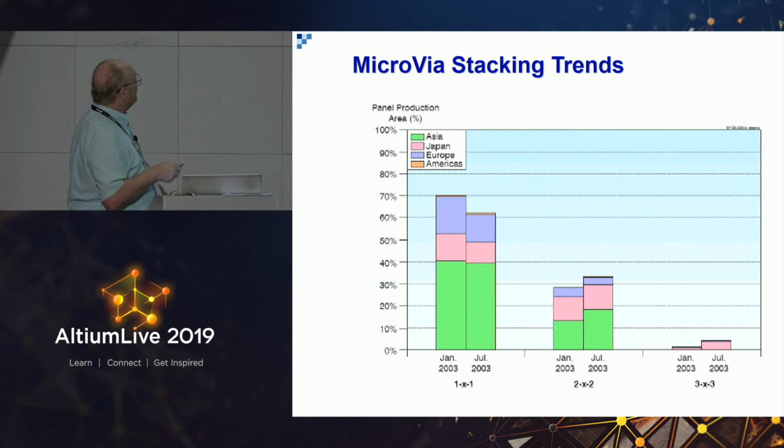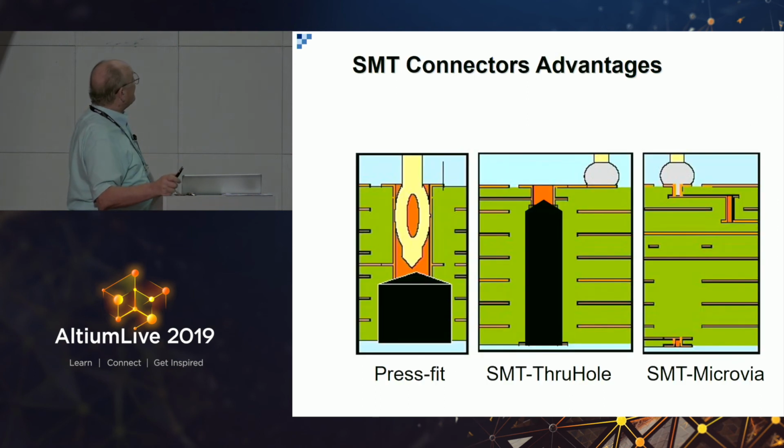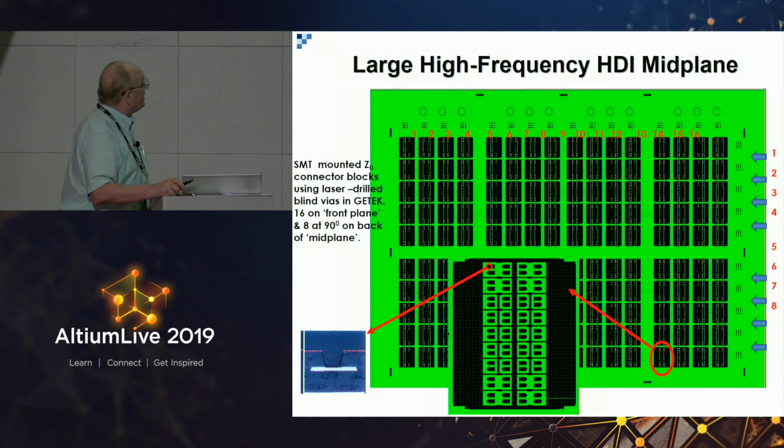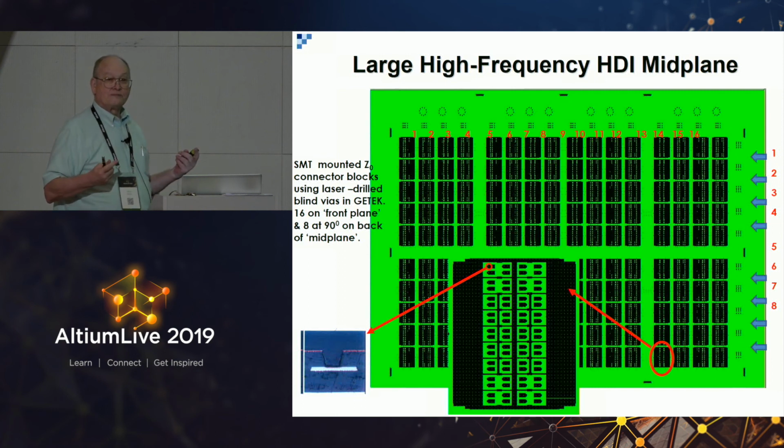This is just expected growth rate and things like that, but also in the backplanes, moving from press fit over to surface mount and microvia backplanes for devices is very common. So this one right here is a terahertz router for central telephone switches.